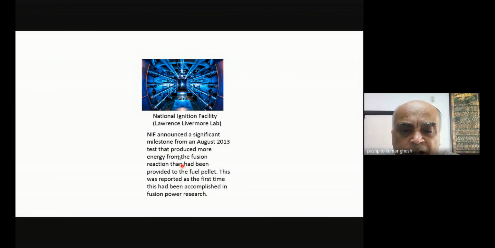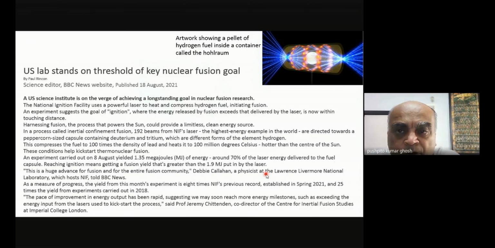So in 2013, these people claimed that they were able to release more energy from this pellet than the amount of energy that went into the pellet from the lasers. But the experiments were done at a very small scale, so it was very difficult to judge exactly what happened. Let me show you something more recent.